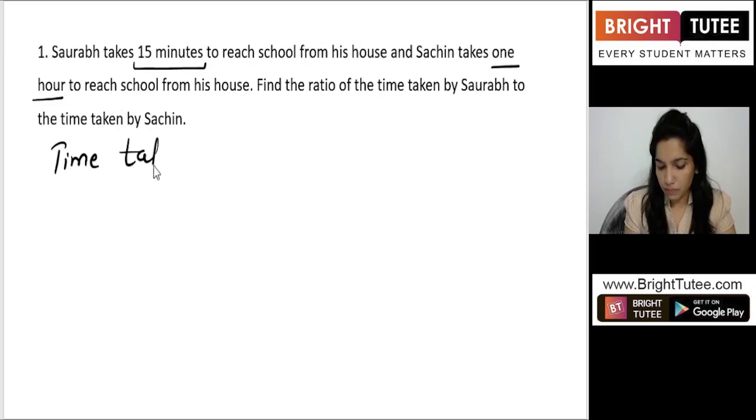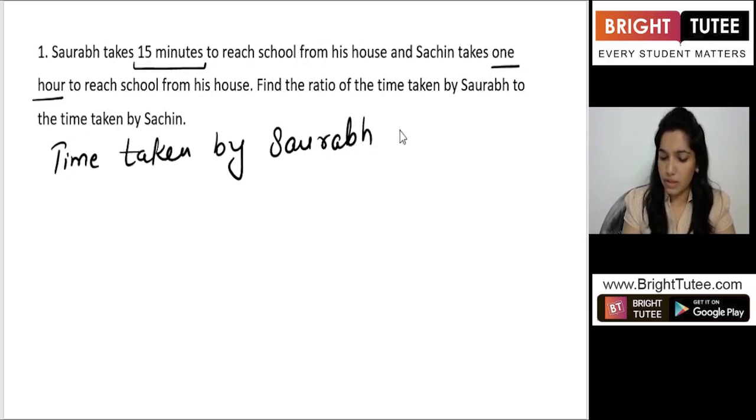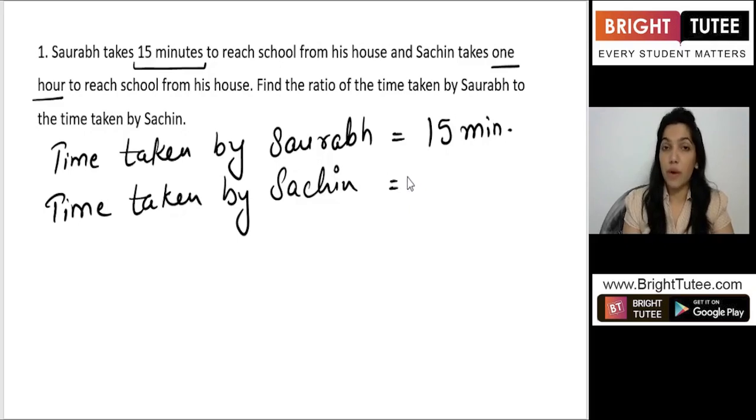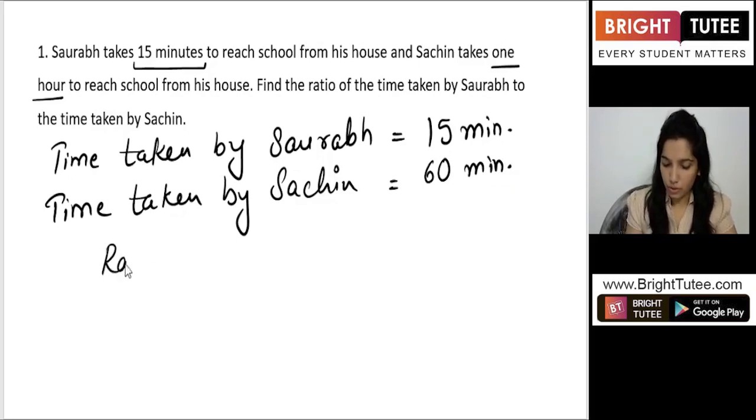Time taken by Saurabh is equal to 15 minutes. Right? Now the time taken by Sachin is equal to 1 hour, and 1 hour has got how many minutes? 60 minutes, correct?